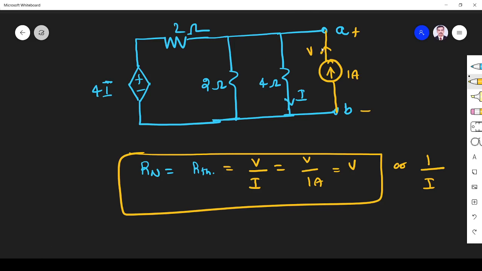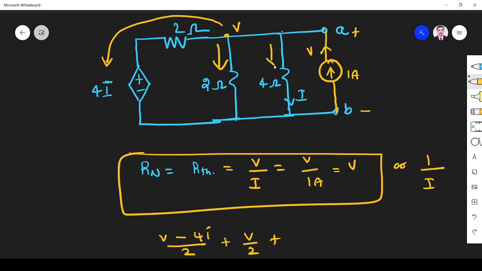So let us assume the voltage across AB is V. So this is V, this is V. I apply KCL and write the nodal equation. At this node, I write the node equation. For this branch it is V minus 4I divided by 2. Next for this branch, it is V by 2. Next for this branch, it is V by 4, equal to 0.